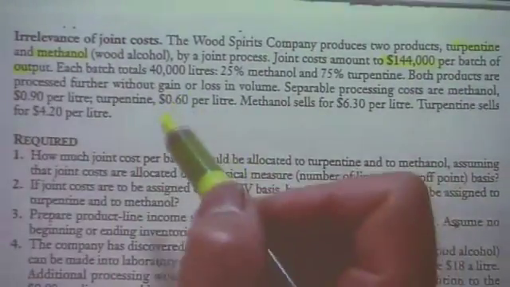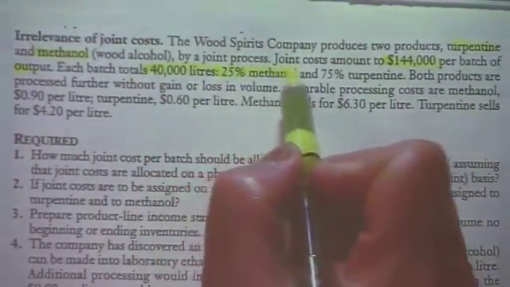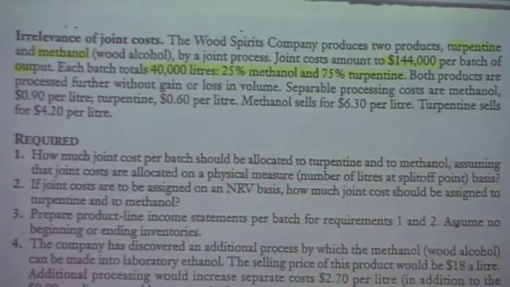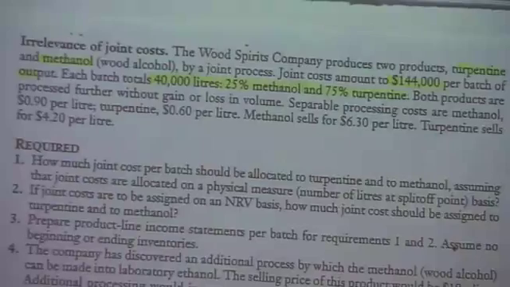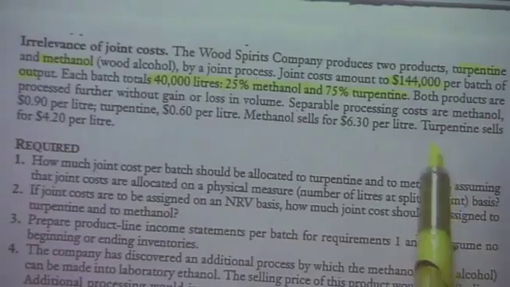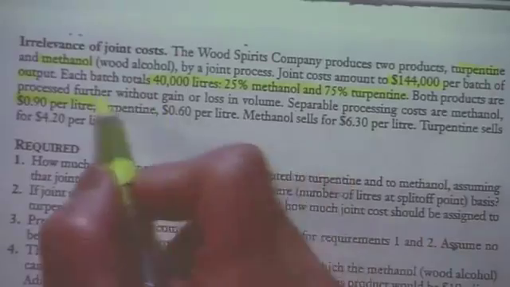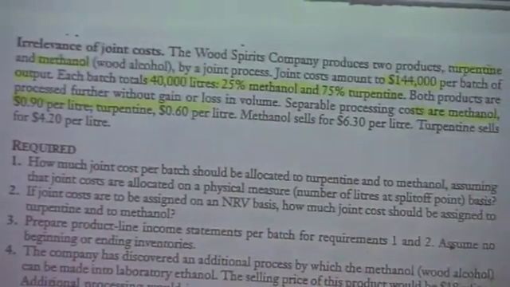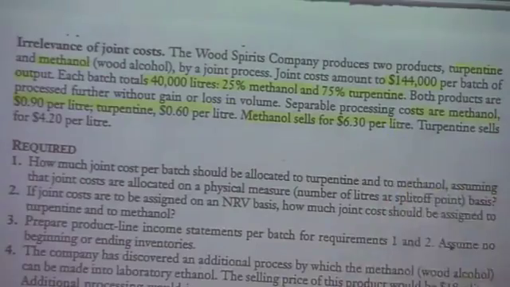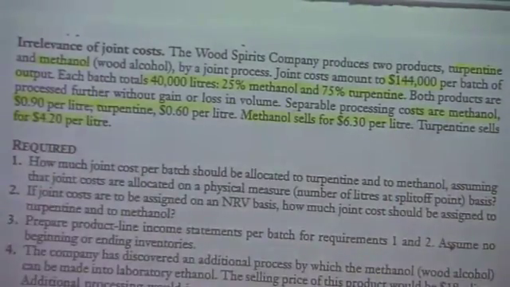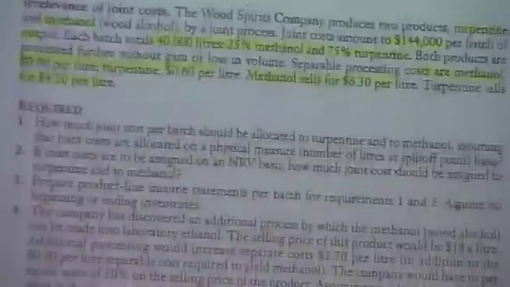Now, each batch totals 40 liters, 25% methanol, and 75% turpentine. Both products are processed further without any gains or loss in volume. And separable processing costs are methanol's 90 cents per liter and turpentine 60 cents per liter. Methanol sells for $6.30 and turpentine sells for $4.30.